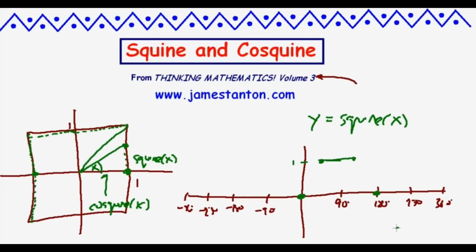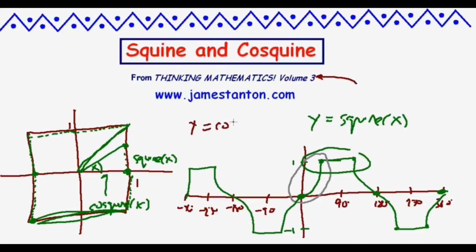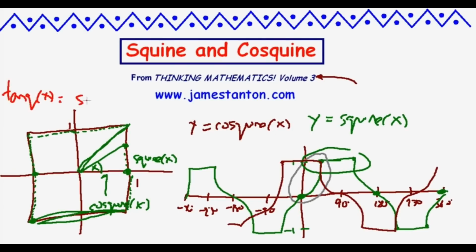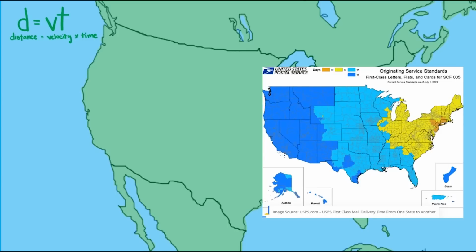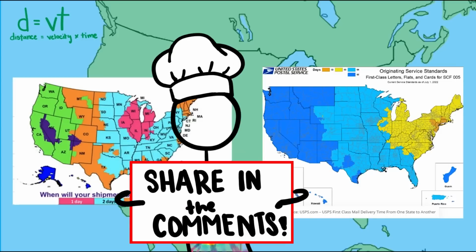You can learn more about squine and cosquine and tanquint in this video by James Tanton. Even if you don't ever use these, understanding them will help you better understand the meaning of the trig functions that are widely used. Do you know of other situations where a circle isn't a circle? Share them in the comments.